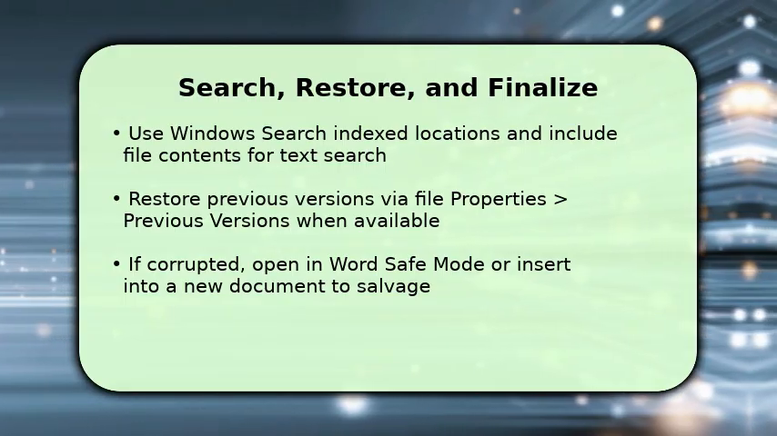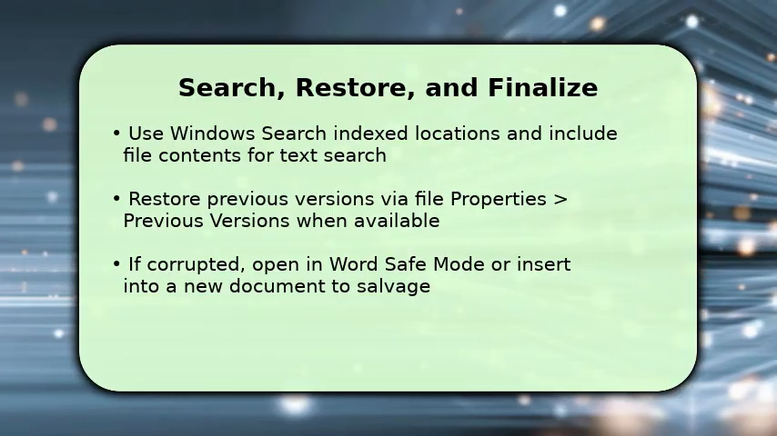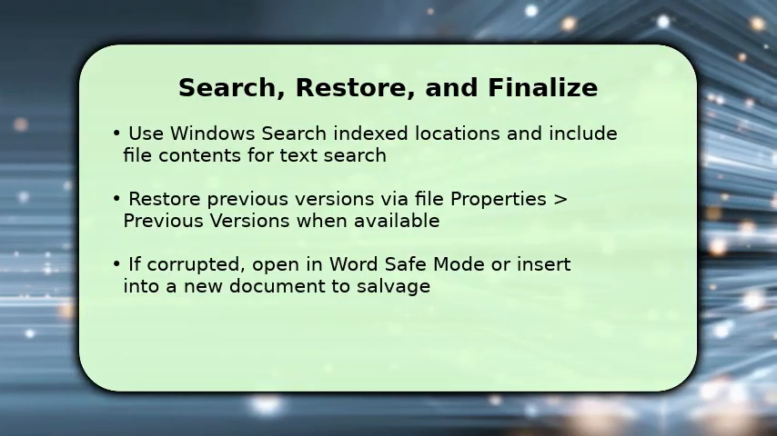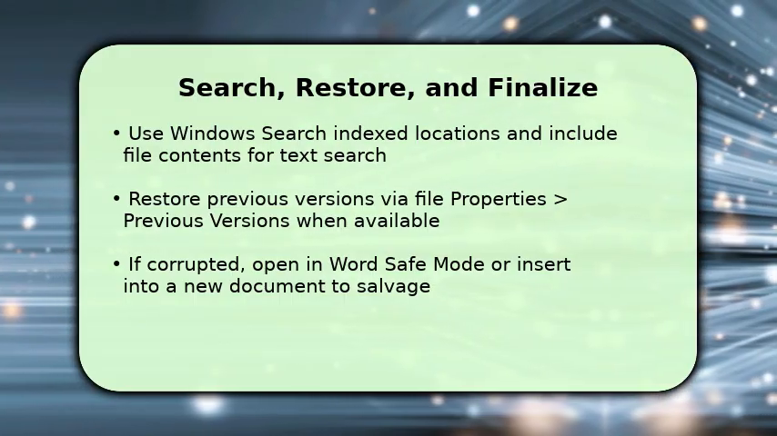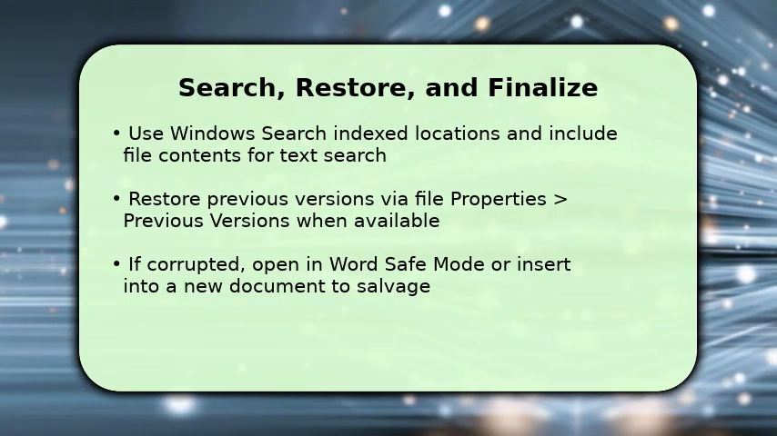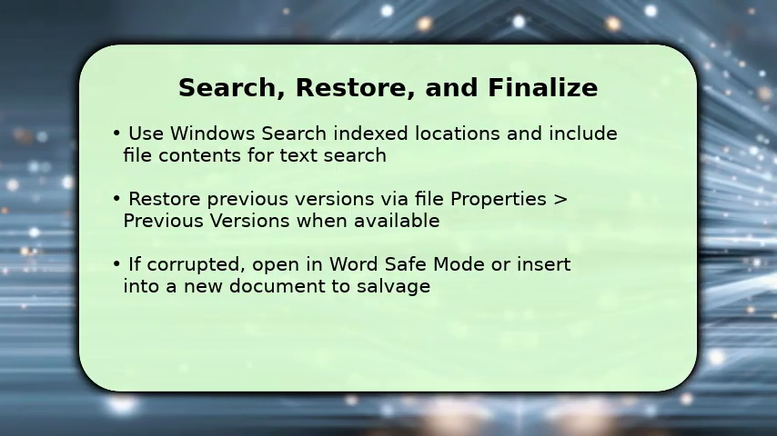If the file is corrupted, open Word in safe mode or create a new document and insert the damaged file to extract text. If that fails, make sure AutoRecover was enabled and check backups. Troubleshooting tip: enable AutoRecover and save copies to OneDrive before retrying.